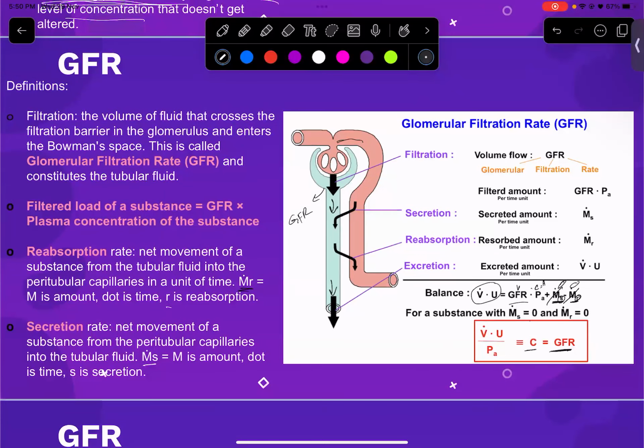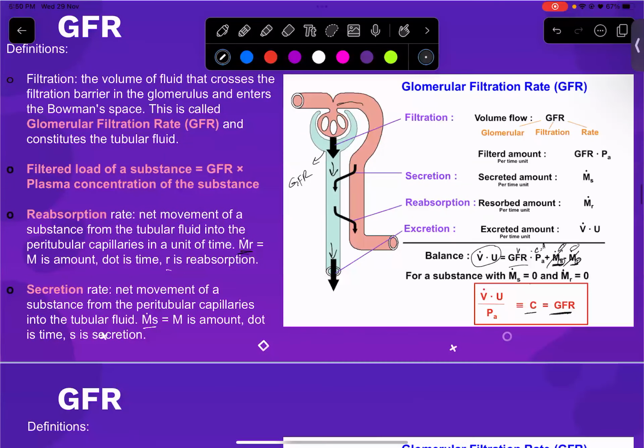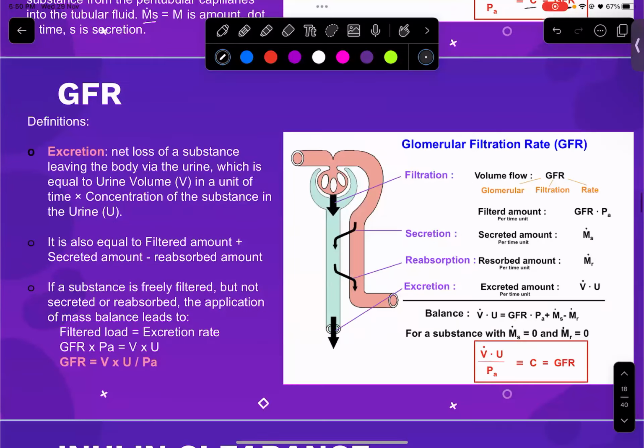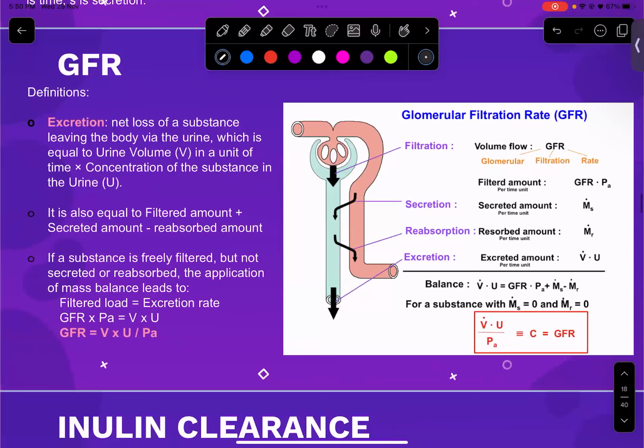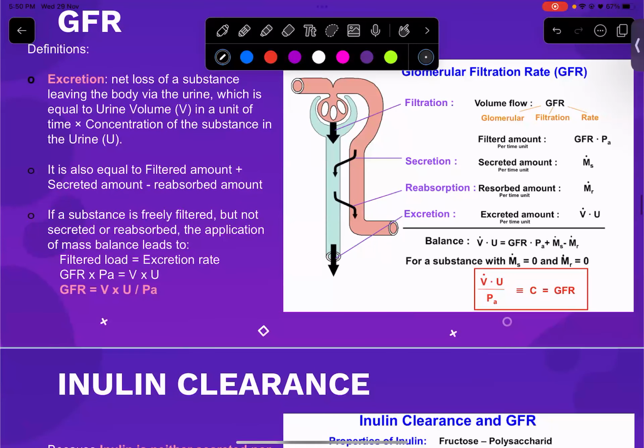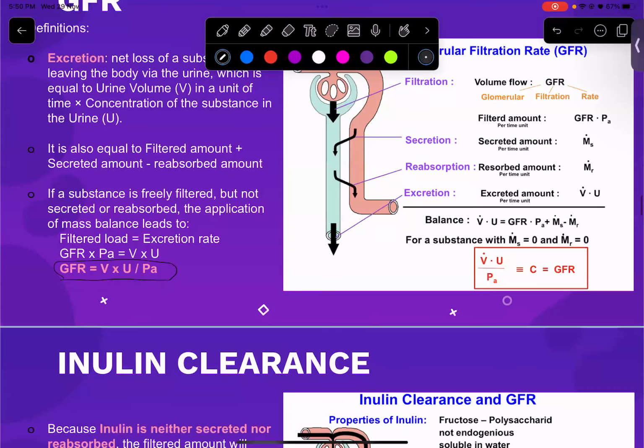Okay, and I'll tell you guys two substances that actually give us the exact GFR in a bit. This is exactly what I said, just divided over a second slide. But that's the same thing. Excretion, again, is the net loss of a substance. And GFR could be found in this formula here, which is the urine flow multiplied by the urine concentration over the concentration in the plasma.